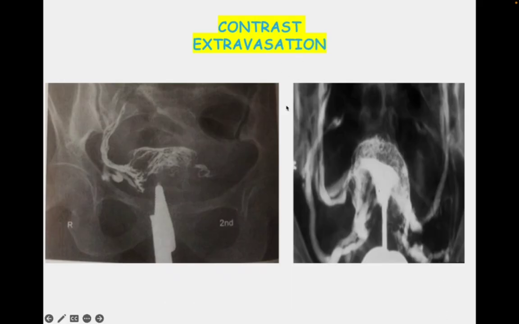Next is contrast extravasation. Here you can see this contrast has gone into the vessels. This is mostly seen in patients with tuberculosis. When we are putting the contrast very forcefully and there is blockage, the contrast can go into vessels, sometimes even into the ureters, as you can see. So it is the typical picture showing the contrast extravasation.